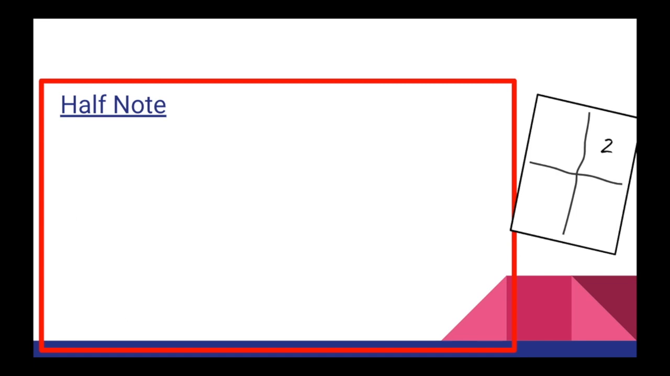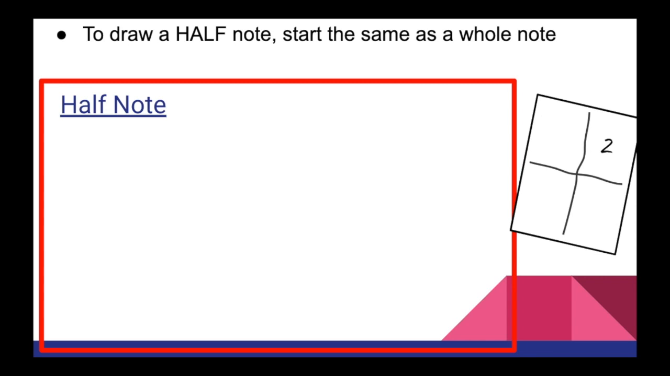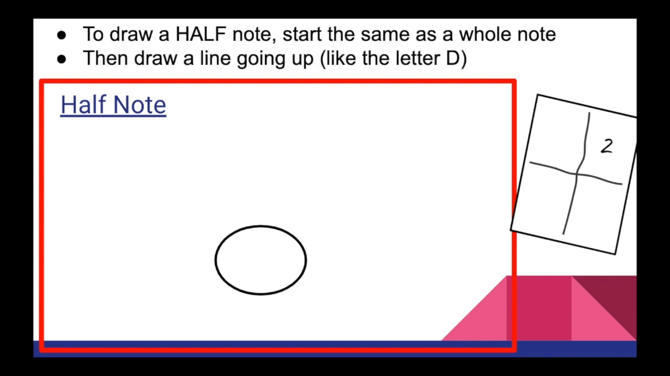Okay, for a half note, now we're in the second box. You can write the words half note. To draw a half note, start the same as a whole note. Draw a circle, a simple circle. Then draw a line going up like the letter D. It has a head, just like the whole note. It also has what's called a stem. That line that goes up is called a stem. Please label both on your notes in the second quadrant.